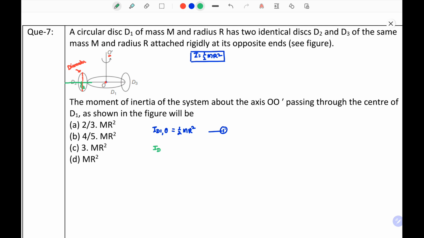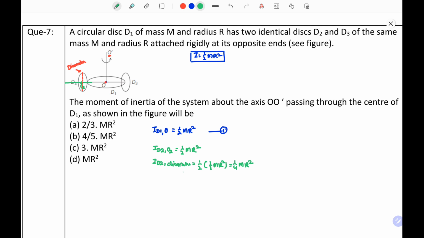So first, the moment of inertia of disk D2 about the axis through its own center O2 will be equal to half mr square. Then, using the perpendicular axis theorem, the moment of inertia of disk D2 about its diameter will be half of the moment of inertia about its axis through the center. It will be half of half mr square, that is equal to 1 by 4 mr square.